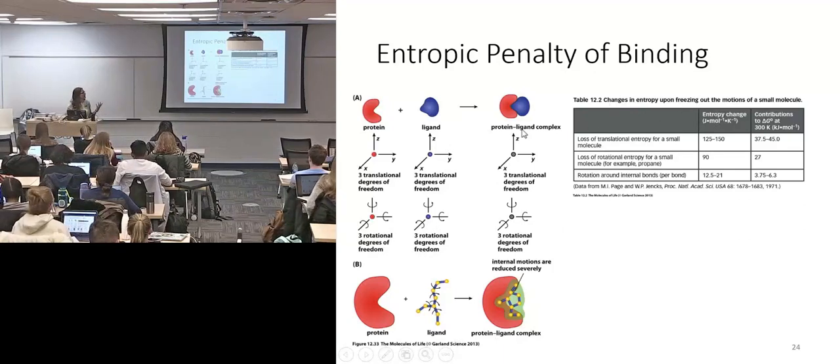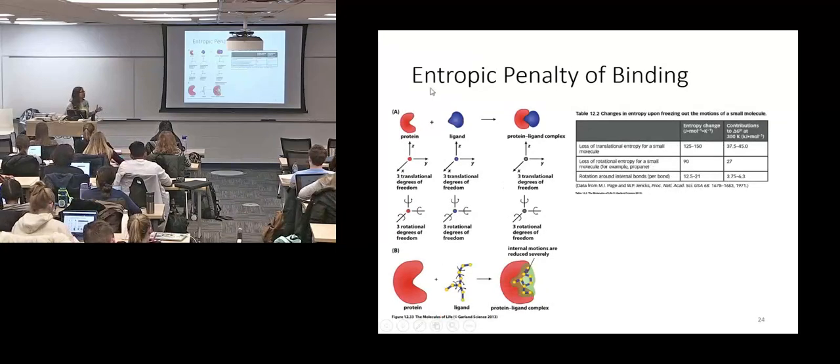So when these two things bind, we lose a whole bunch of entropic freedom, right? This is much more entropically favorable than once they're actually complex together. So there's the loss of translational entropy for a small molecule. So we have entropy changes and contributions to delta G.